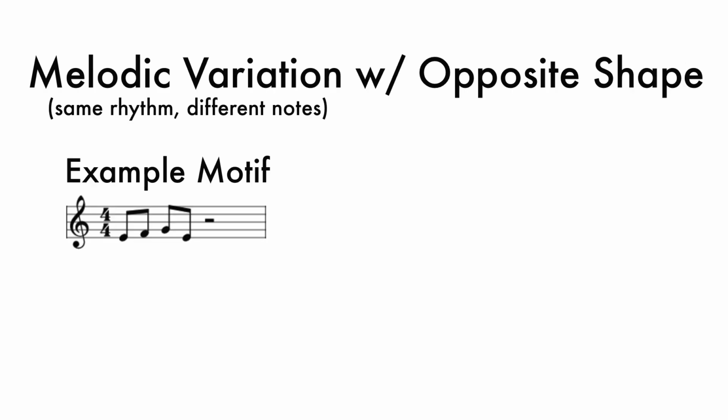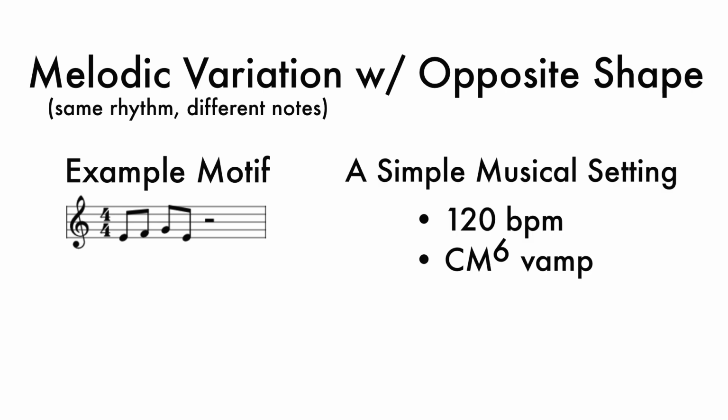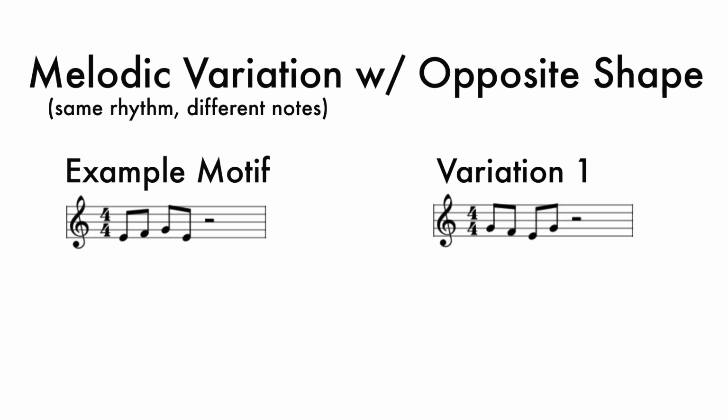So here we're again keeping the same rhythm, but this time changing the shape of the motif upside down. I'll be using the same musical setting for this one, but a different motif. So this example motif is 4 eighth notes, and as you can see the shape is 3 notes in a row going up instead of jumping up, followed by a jump downwards.